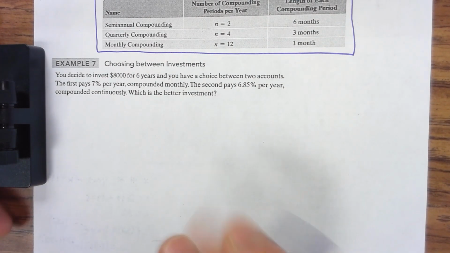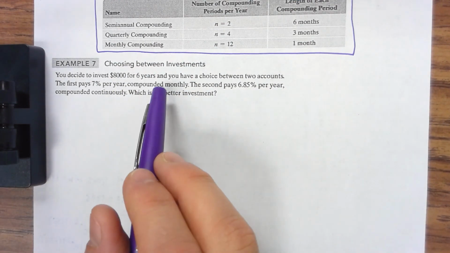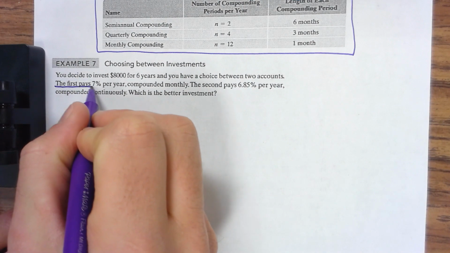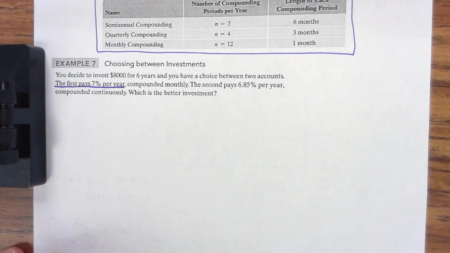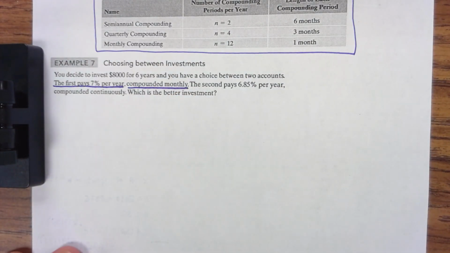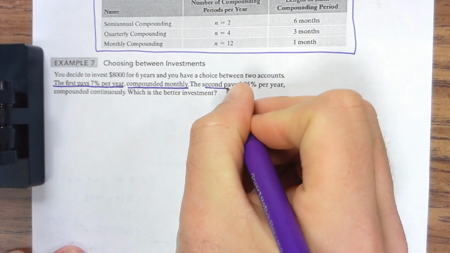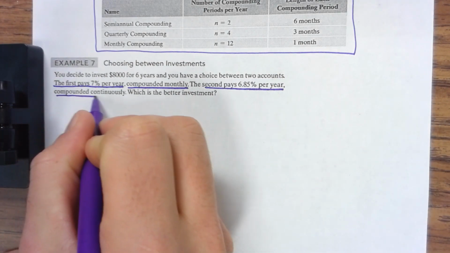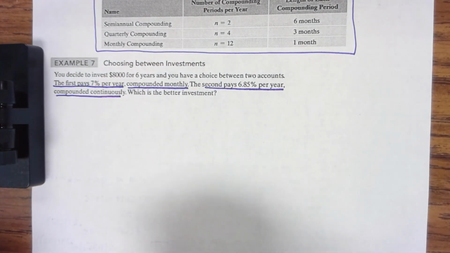So it says you decide to invest $8,000 for 6 years, and you have a choice between two accounts. The first account pays 7% per year, compounded monthly. That is a really important word here. And then the second account pays 6.85% per year, compounded continuously. Which is the better investment?